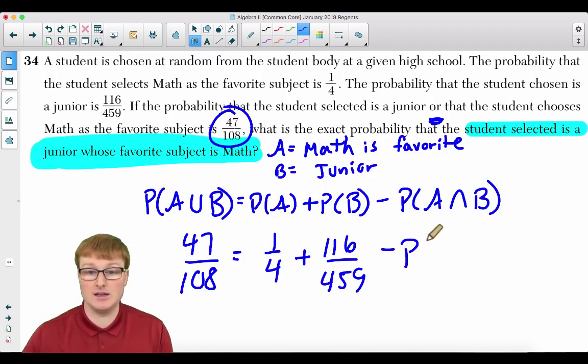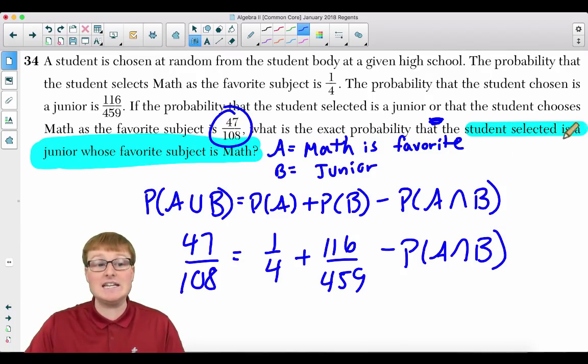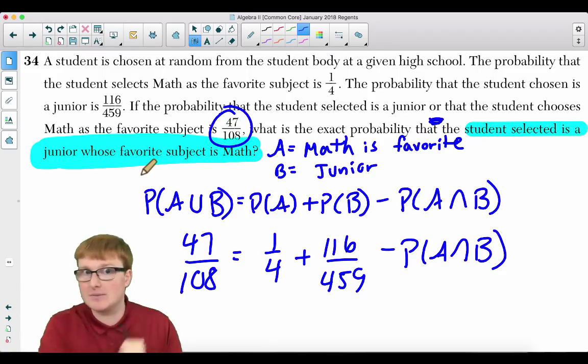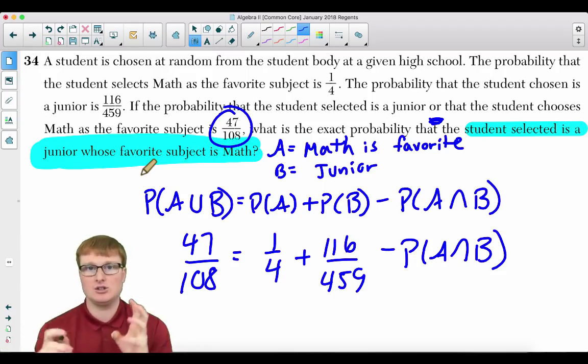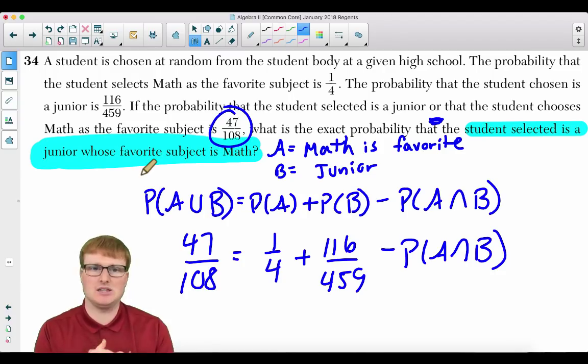for the probability of A intersection B, because that's what we're going for, people. The student selected is a junior whose favorite subject happens to be math. Well, that is the intersection of the two events. Let me try to phrase it a little bit differently because I keep saying these words. You might not be grasping onto the concept.